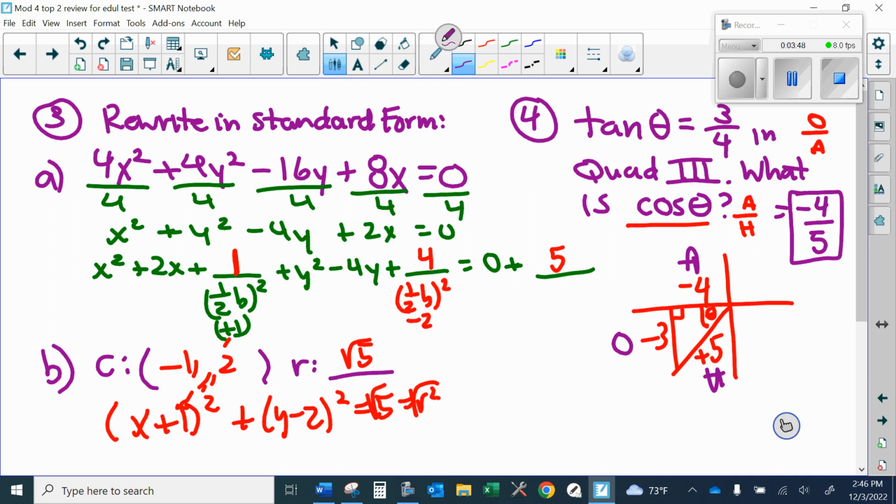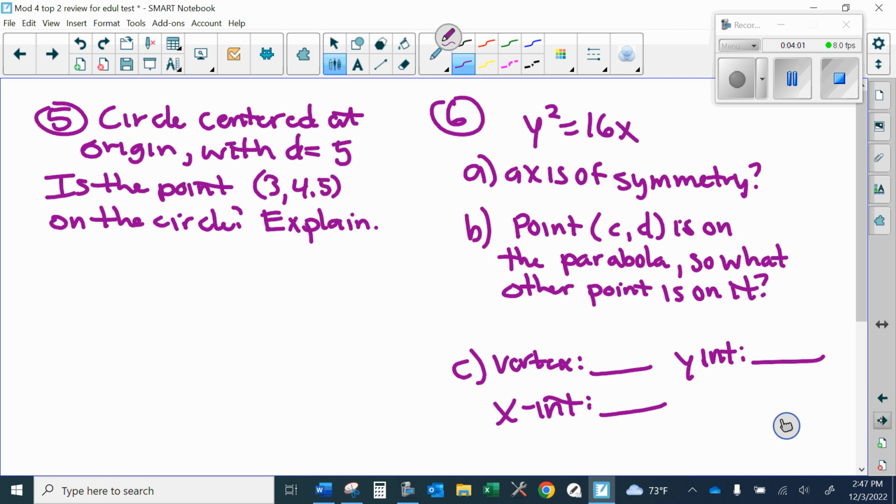Okay, so you'll have one of those. It's not going to necessarily be in quadrant 3. It could be any of the quadrants, but you should be able to line that up. I should see the triangle drawn like that, fill in all the side lines, and do it just like I do right here. Number 5, circle center at the origin with a diameter of 5, which means the radius is 2.5.